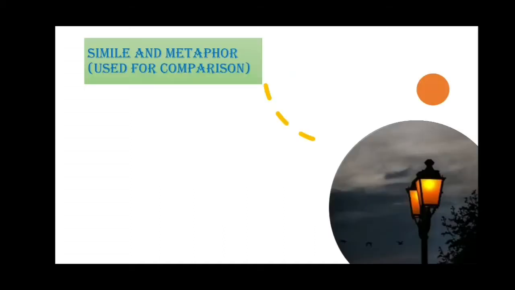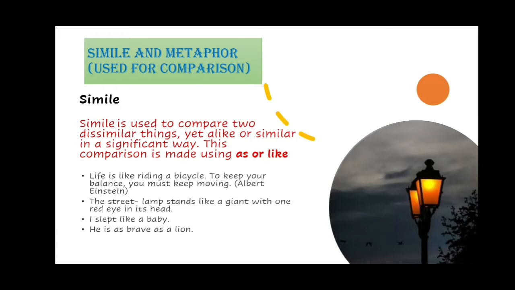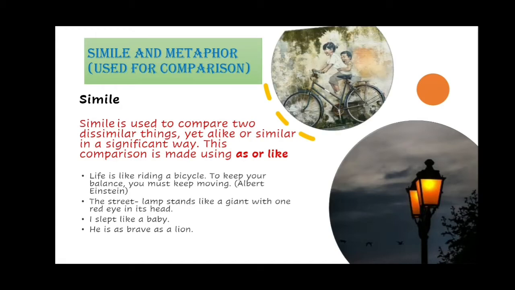Let's start with very commonly used figures of speech. Simile and metaphor, both are used for comparison. Simile is used to compare two dissimilar things yet alike or similar in a significant way. Two dissimilar things which may be similar in a certain way. This comparison is made using as or like. For example, life is like riding a bicycle. To keep your balance, you must keep moving. Here life is compared to riding a bicycle using like.